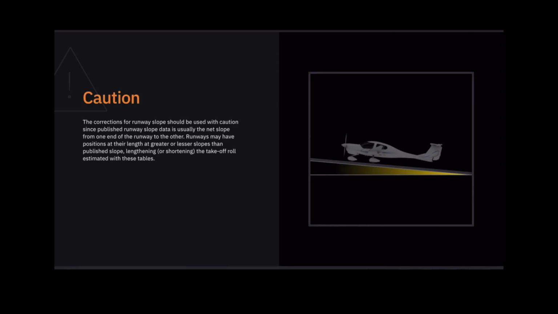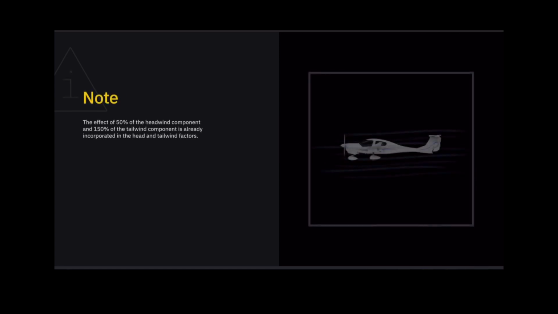Caution. The corrections for runway slope should be used with caution, since published runway slope data is usually the net slope from one end of the runway to the other. Runways may have portions along their length at greater or lesser slopes than the published slope, lengthening or shortening the takeoff roll estimated with these tables. Note: the effective 50% of the headwind component and 150% of the tailwind component is already incorporated in the head and tailwind factors.